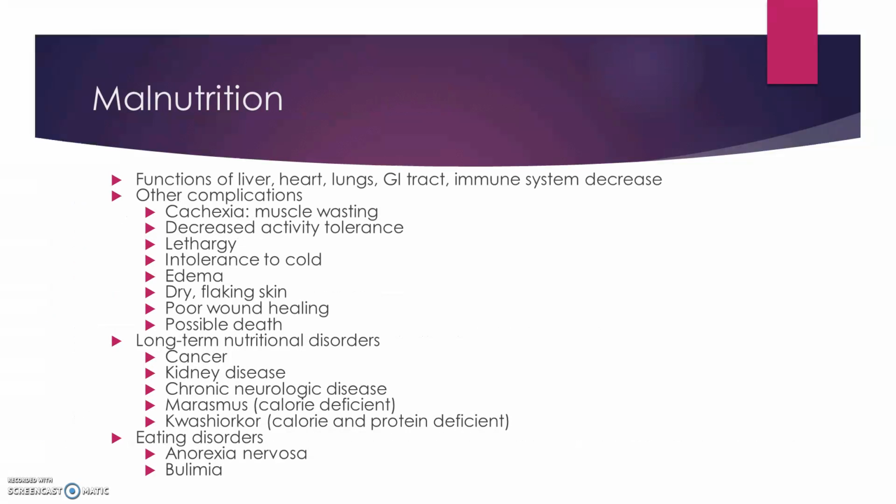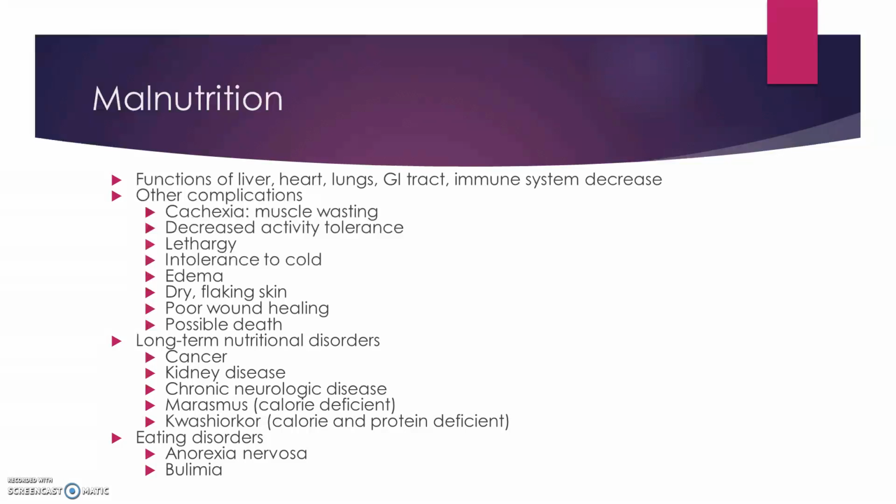So with malnutrition, we don't see a ton of this within the United States. However, worldwide, this is a major problem. What we're so concerned about is that, of course, you're not getting enough building blocks, so you can't heal yourself, and it really affects the liver, the heart, the lungs, the GI tract, and the immune system. So they get a wasted appearance called cachexia. They have decreased activity tolerance. They get tired. They can't burn calories, so they get cold. They get some edema. They have poor wound healing, especially if they're low on protein. And this can lead to death.